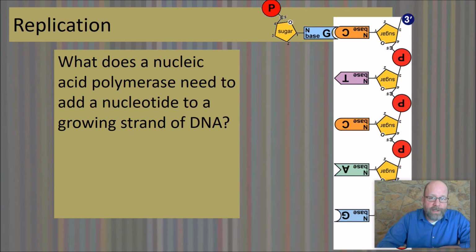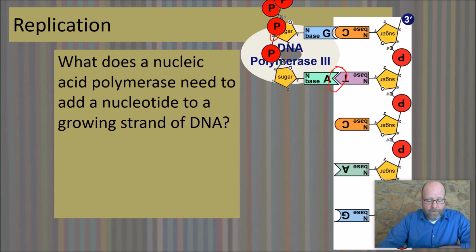So what does a nucleic acid polymerase like DNA polymerase need if it's going to put another nucleotide into this spot? What it needs is a 3' end, right? It needs a base that it can base pair with, and it needs energy. And the energy, of course, comes with the nucleotide. So this one needs a nucleotide that has adenine. And there's my DNA polymerase 3. It's going to break these 2 phosphates off of here and get the energy out. There's my energy.